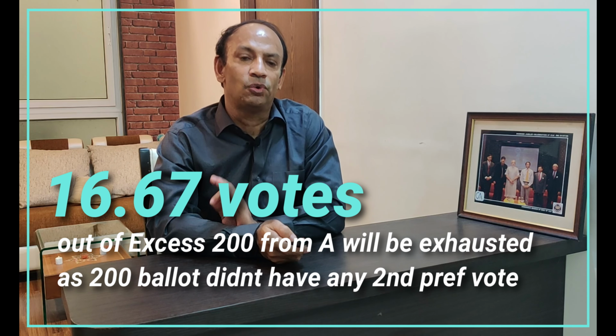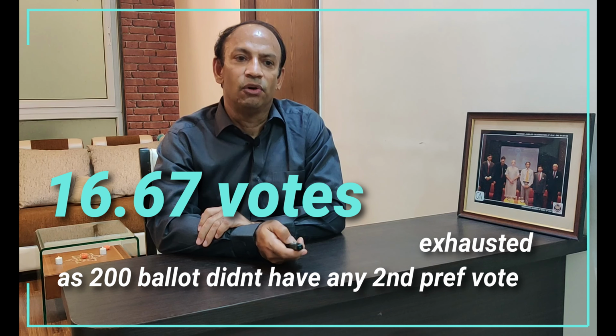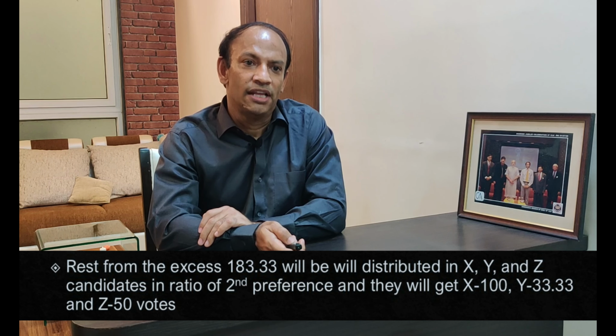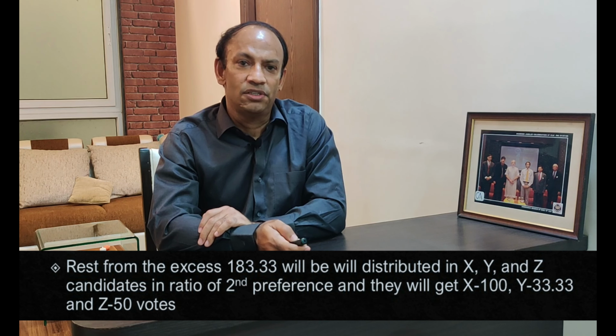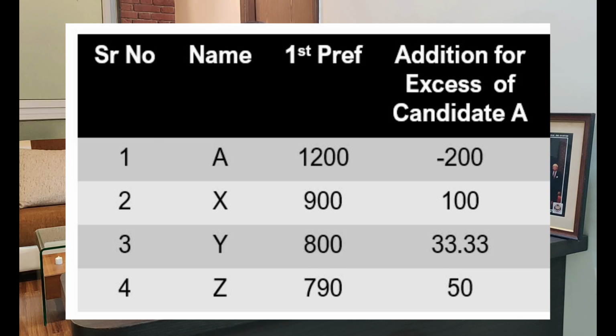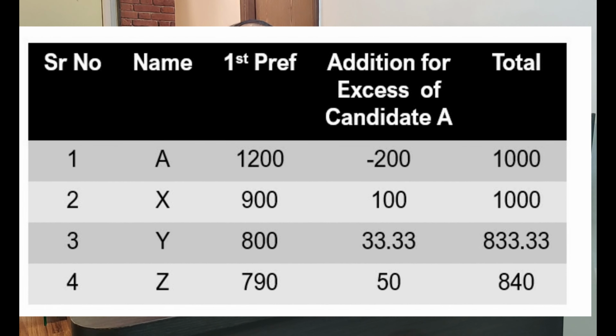If we proportionally take it, 16.67 votes out of the 200 excess are exhausted, they won't go to anyone. Out of these 200 votes, we proportionately distribute between those candidates with the second preference vote. Candidate X will get 100 votes, candidate Y will get 33.3 votes, and candidate Z will get 50 votes. We add these votes to their original tally of first preference votes. So in this chart, candidate A had 1200 votes, 200 is distributed as excess, so it remains now with 1000 votes, so that candidate is elected.